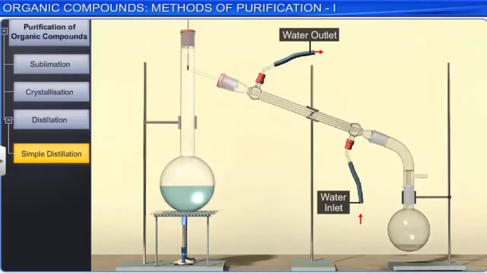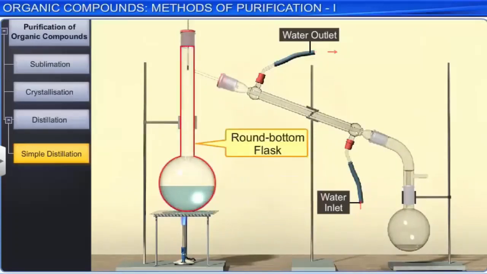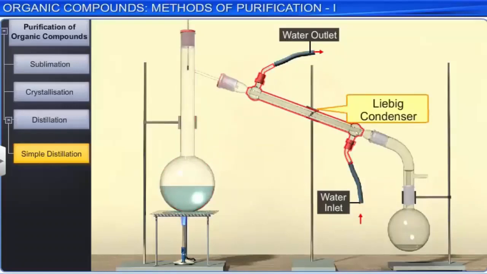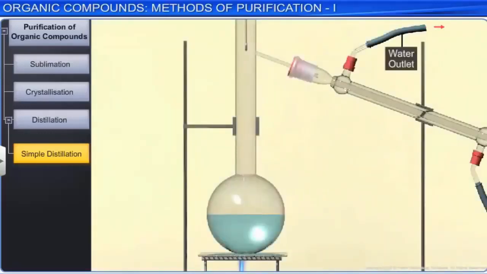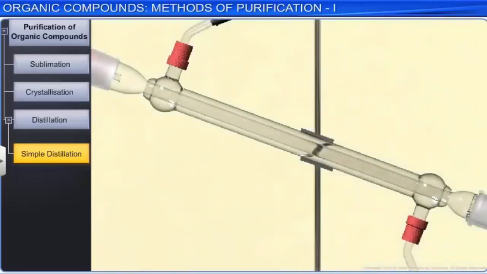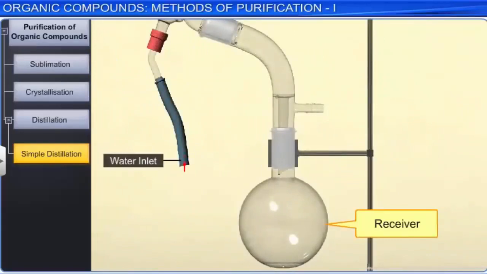by this technique. In this method, the liquid mixture is taken in a round bottom flask which is fitted to a Liebig condenser and heated. On heating, the vapors of the liquid with the lower boiling point are formed first, and at a constant temperature, whole of the liquid changes into vapors. The vapors are condensed by using a condenser, and the liquid is collected in a receiver placed at the open end of the condenser. The vapors of the liquid with higher boiling point that are formed later are also condensed, and the liquid is collected separately.